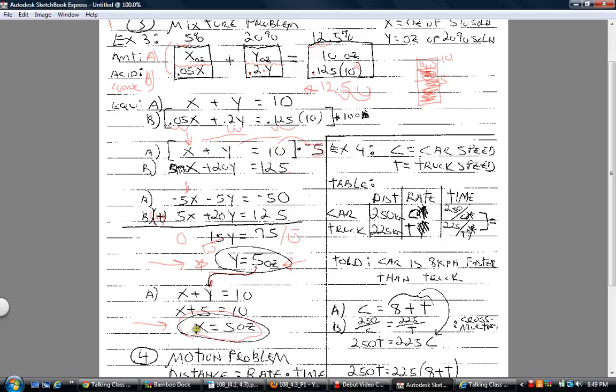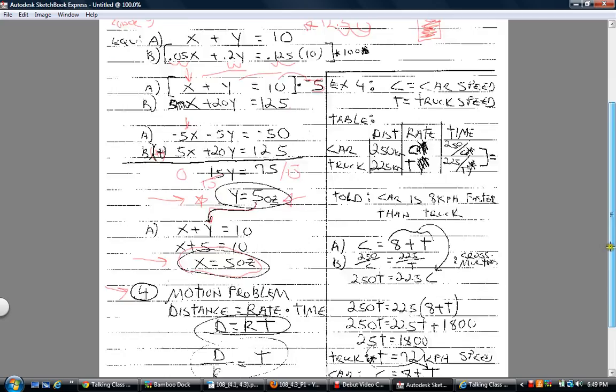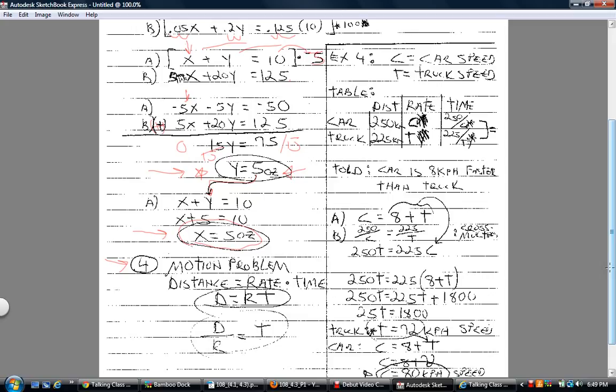Okay, one more problem here. Objective 4, we're going to tackle a motion problem. Okay, and motion problem, I want you to get into your car. I have a little smart car. Usually I tease everybody about me getting on Interstate 84.